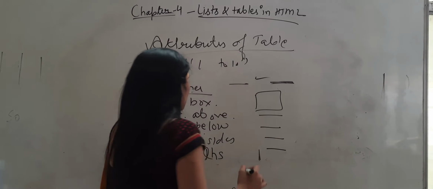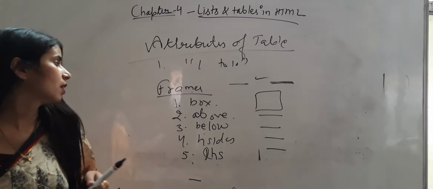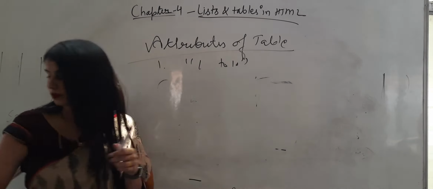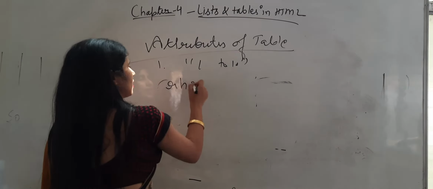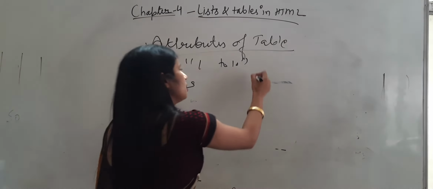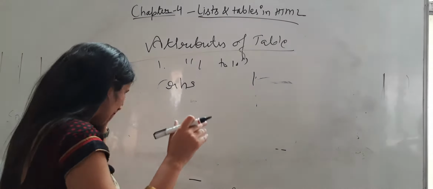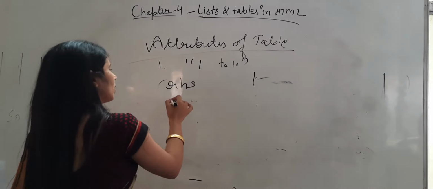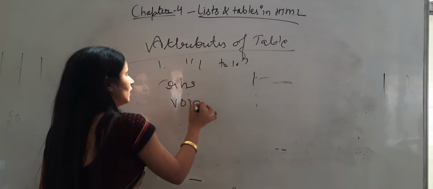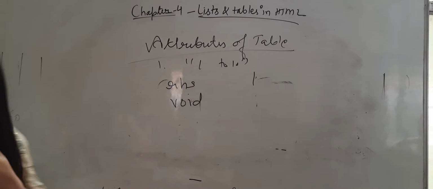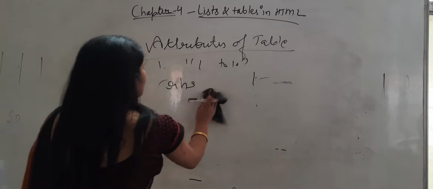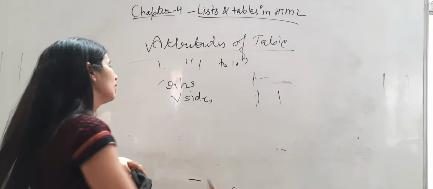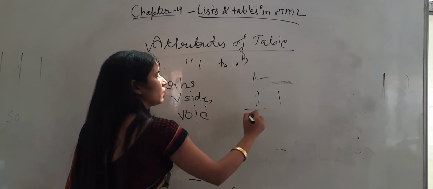Next is RHS. RHS means right hand side. So we will have vertical borders. The starting borders were horizontal and here we are applying vertical borders. If I want to use the border for both sides, I will use vsides, which means both vertical sides will be covered, and the last one is void. Void means there will be no border.